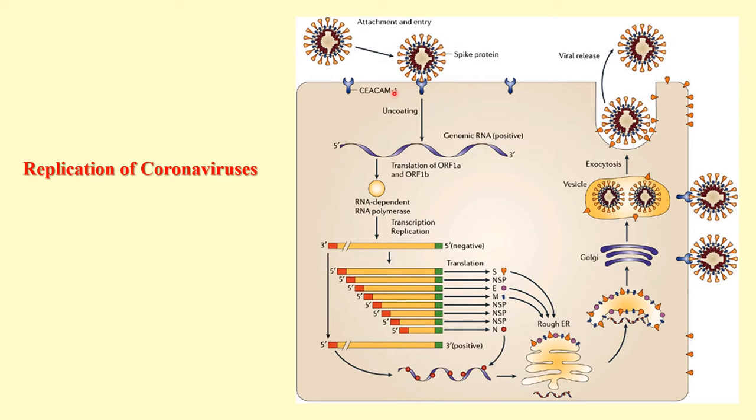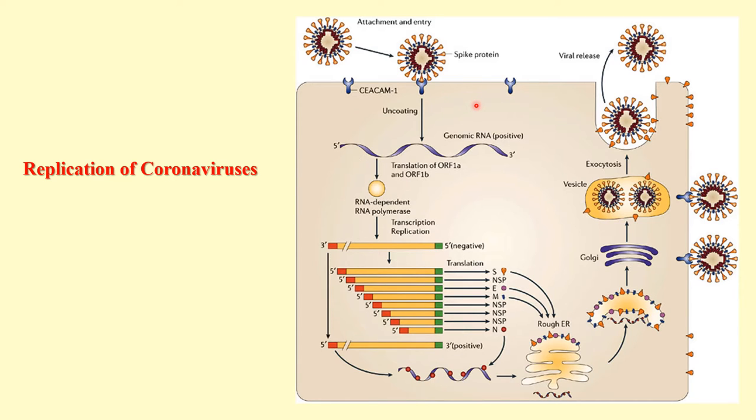So the first step is the attachment between viral spike protein and cell receptor. Then after that, what will happen is, you cannot see it here in this diagram, but the coronavirus will enter the cell by endocytosis. So then the coronavirus will be inside the endocytic vesicle.